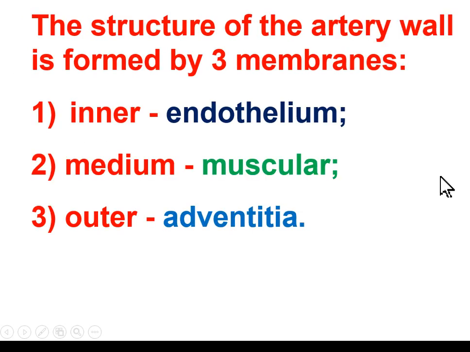The structure of the artery wall is formed by three membranes: inner endothelium, middle muscular, and outer adventitia. There are three membranes of the artery: endothelium, muscular layer, and adventitia.